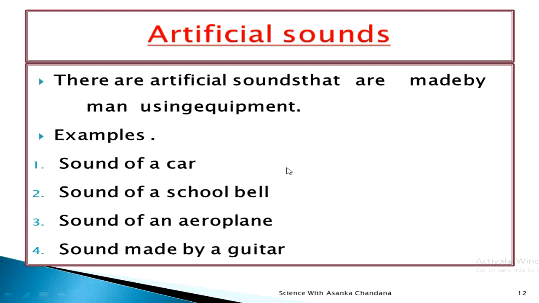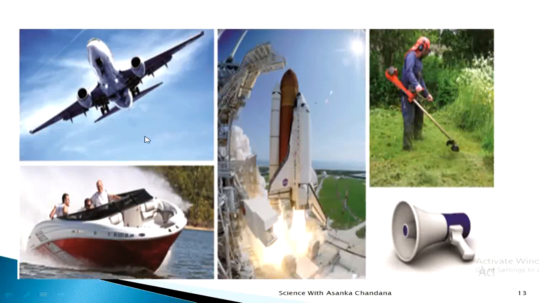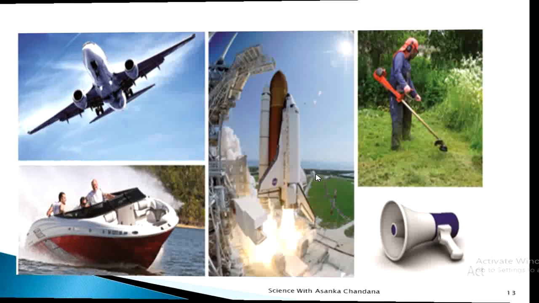Now we have learned what is meant by artificial sounds and some examples of artificial sound. Then we will learn about some features that represent artificial sounds. This is the aeroplane. Aeroplane is an instrument made by humans. The sound produced by the aeroplane belongs to artificial sound, right? Boat, jet, and also mic, grass cutter, those are instruments produced by man, no? And therefore the sound produced by each instrument also belongs to artificial sound.